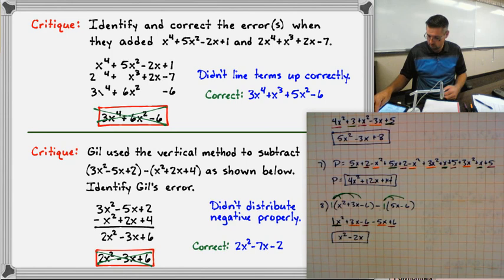I'm having problems. All right. They should have put parentheses around this bottom term. So it's 3x squared minus x squared, which is 2x squared. Then -5x minus 2x should have been -7x. And then 2 minus 4 should have been -2. So those are the correct answers there. They should have put parentheses around that.